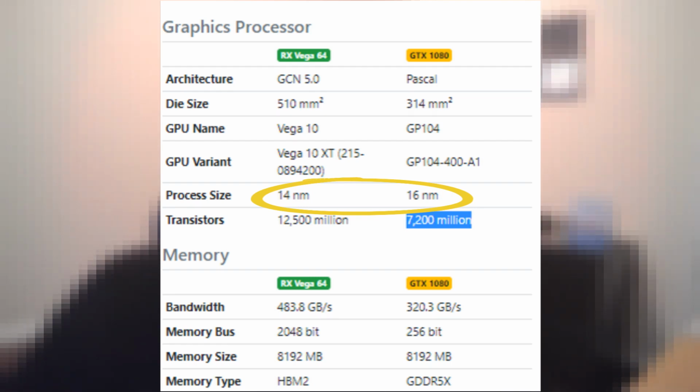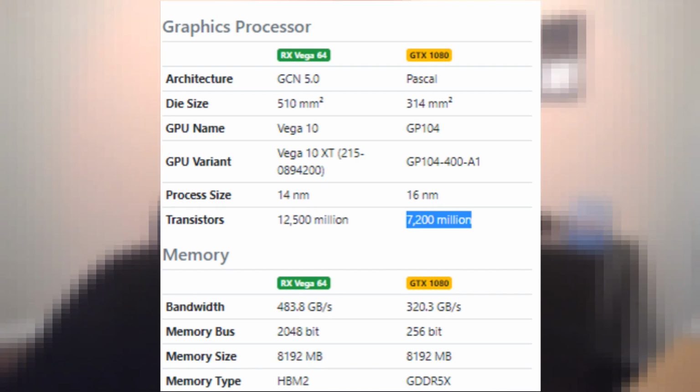So you look at the fact that AMD's transistors, in this case, are actually smaller, right? So they have more. Now their die is way bigger as well. But if you look at the number of transistors, they have 12.5 billion transistors on the chip. And the Nvidia card only has 7 million, right? I'm sorry, 7 billion, right?